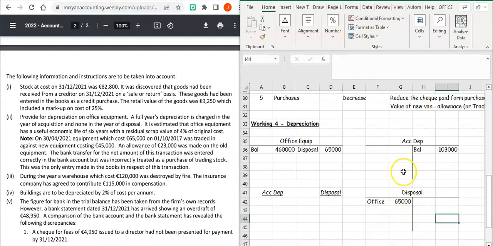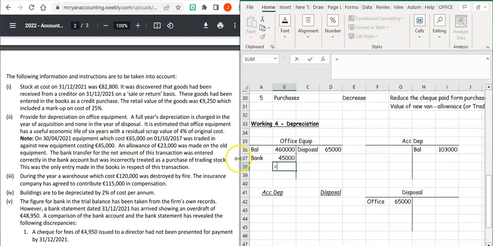Remember, the disposal account is finding out whether we made a profit or loss on the sale of the asset. So you got rid of the office equipment of 65, credit your office equipment account, debit your disposal account. The next part then we want to increase what we just purchased. So how much did we purchase? How much is our office equipment going up by? So it's going up by 45,000.